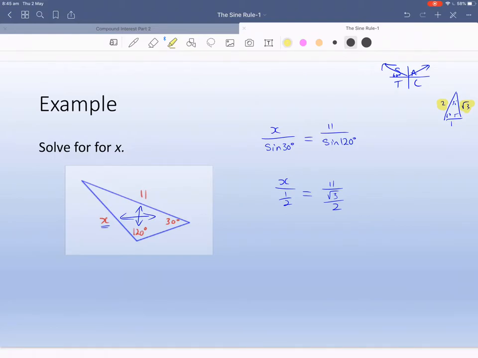Okay, let's just solve for x. So that means that x over a half will be 11 over root 3 times 2. So I've just flipped this over and multiplied it back up. So x equals 22 over root 3 times a half. So I've just moved that over to the other side. So that will cancel out and we'll get 11 at the top there. So therefore x equals 11 on root 3. Okay? So that's an example of how we can use the sine rule to calculate a side length.